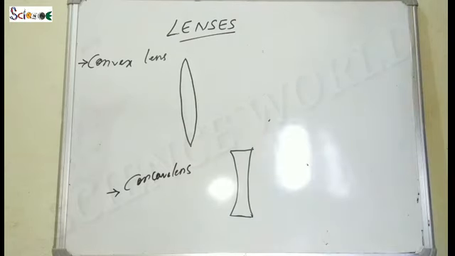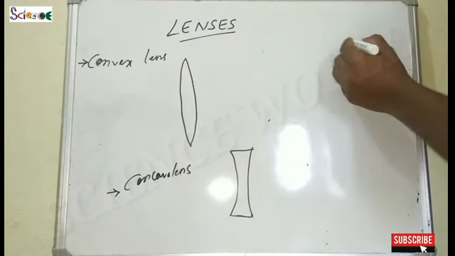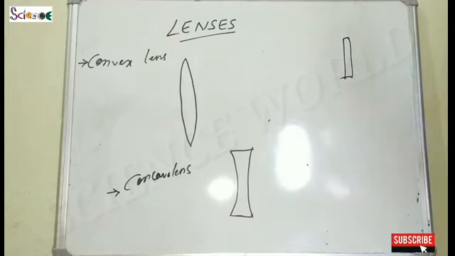So guys, in today's video we'll learn about lenses. So let's start. What is a lens actually? A lens is nothing but an optical device that focuses or disperses a beam of light by means of refraction. What does it mean? Just assume that it is a refractive surface; that is a lens.